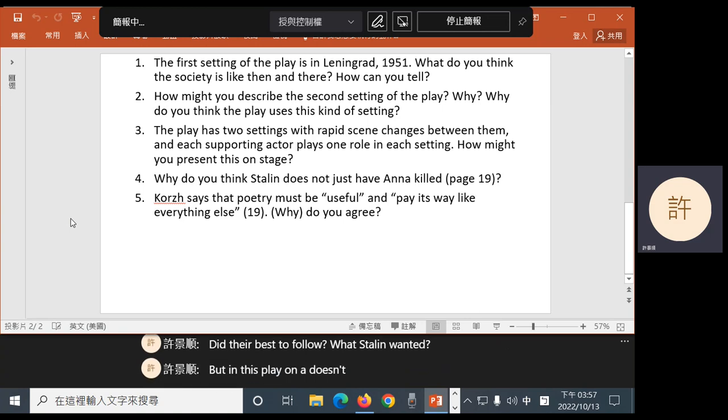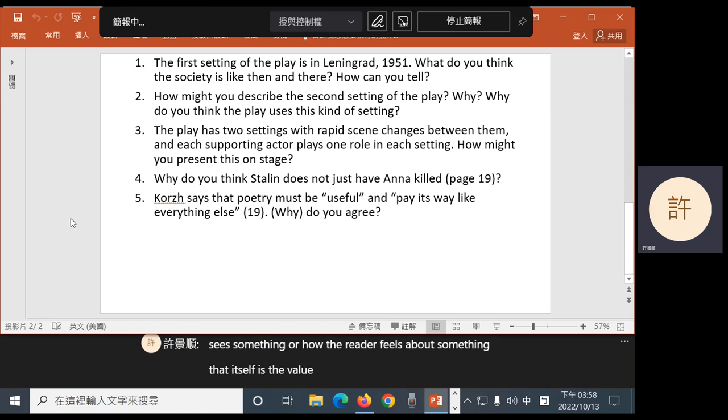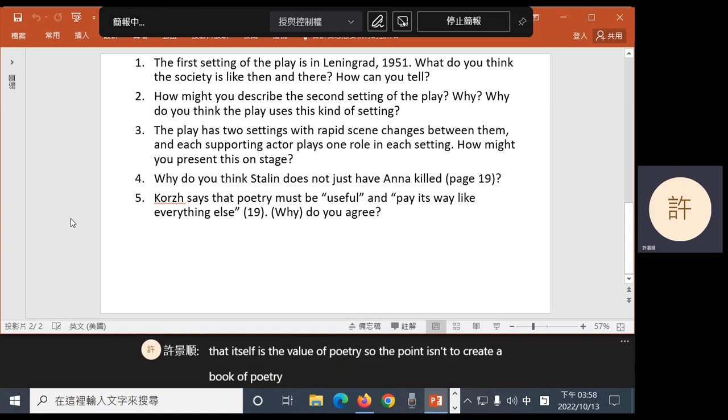But in this play, Anna doesn't. Right? We saw earlier that Anna still writes poetry, but instead of trying to publish it, she has her friends memorize the poetry. And it seems that for Anna, the point of poetry is not to be published or be famous. It seems that the point of poetry is the poem itself, that there might be some kind of connection between a poem and a reader, and that if a poem can make this connection with a reader, if it can change how the reader sees something or how the reader feels about something, that itself is the value of poetry. So the point isn't to create a book of poetry, the point is to spread the poetry to as many people as possible. So you don't need a book.